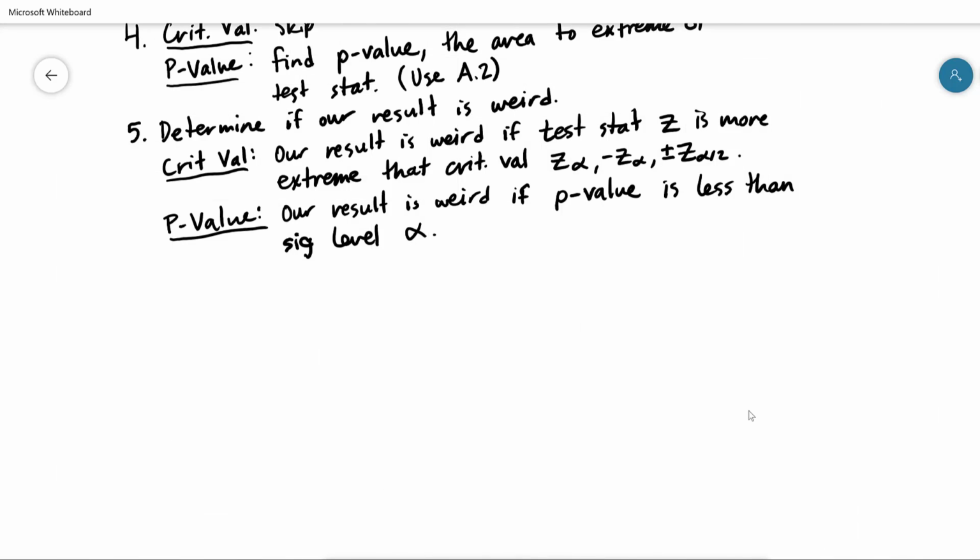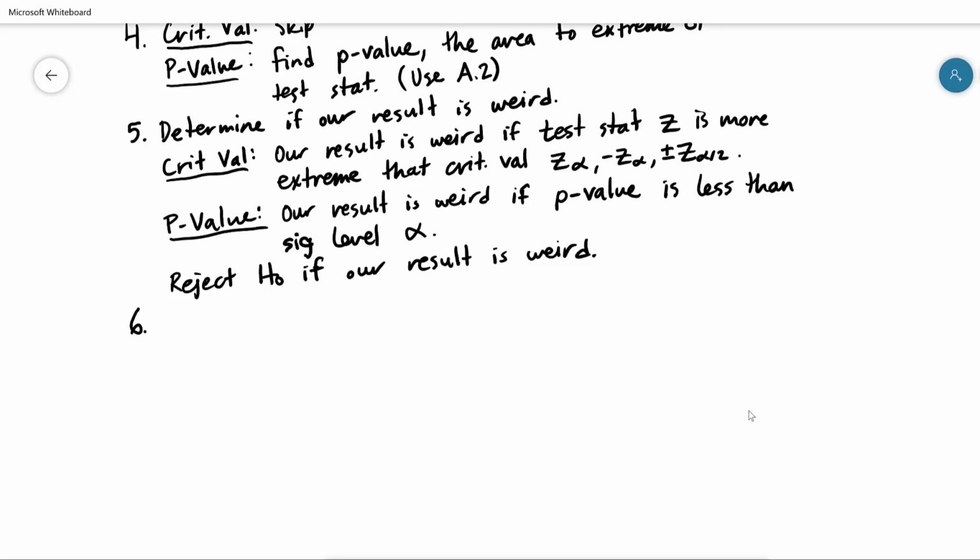And so we will reject the null hypothesis if our result is weird. Again, the whole idea is we make the assumption that the null hypothesis is true. We go through all of this work, and we see if that leads to weird results. And if making that assumption leads to weird results, then maybe it wasn't a good assumption to make. And that allows us to draw our conclusion.